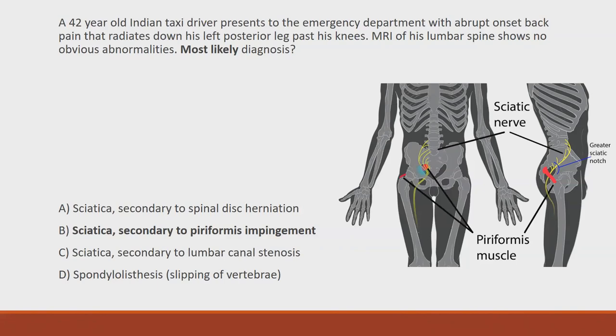impingement. And this is also known as piriformis syndrome, where your piriformis muscle becomes inflamed either by overuse, or if you've just been sitting around for a while, you're putting a lot of pressure on it, or if you've got trauma to the area, it can get inflamed. And because the sciatic nerve runs right under the piriformis muscle, it impinges on that nerve and that causes sciatica type pain.